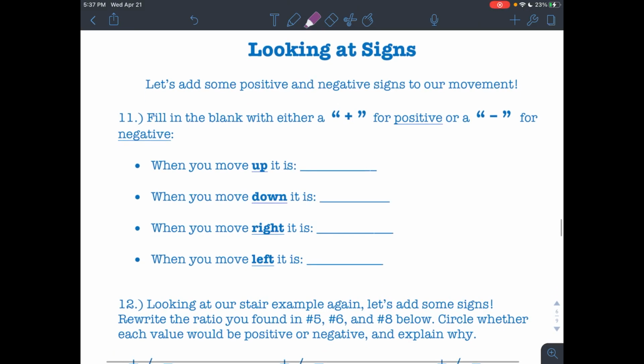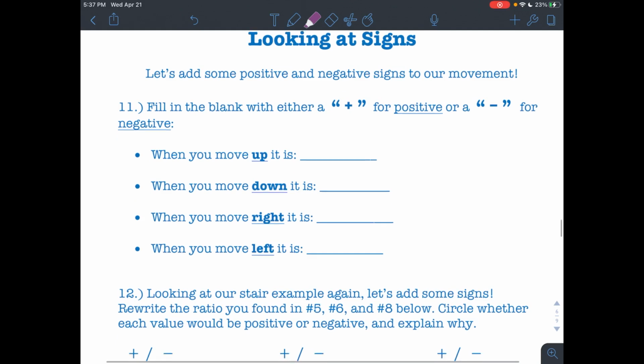So now we're going to look at the signs. We've talked about positive and negative before with movement. Think back to our geometric transformations. In the next 4 bullets, I want you to remind yourself what is positive, what is negative. So write plus or minus in the space for when you move up, down, right, or left.